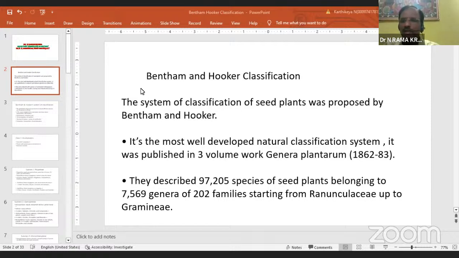Next, now you see. Already I gave the introduction that many scholars classified plants into different types of classifications. So number one is the Bentham Hooker classification. See here now. See our slide, Bentham Hooker classification. So yesterday I already told.